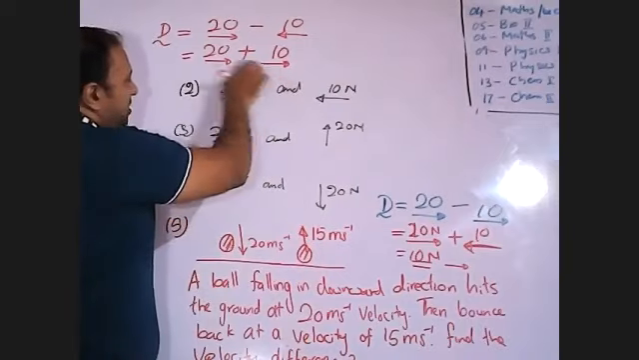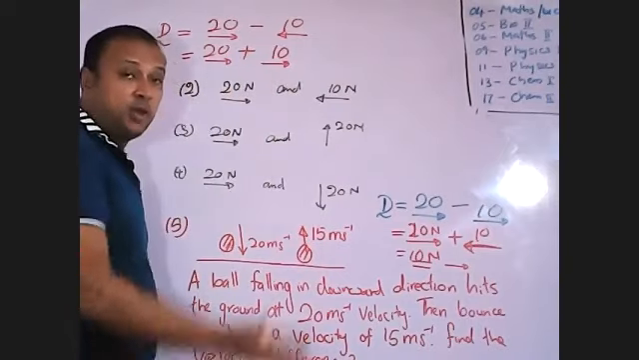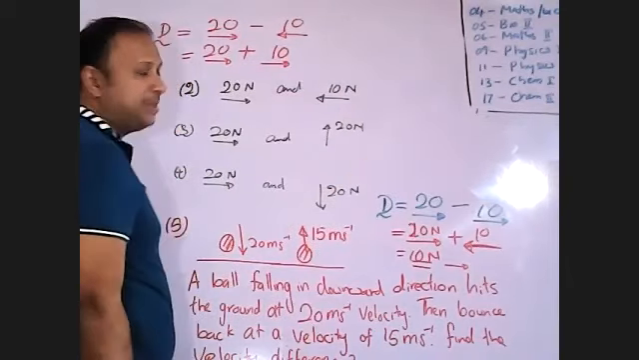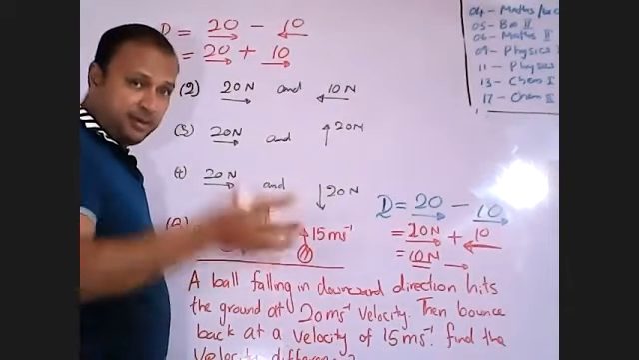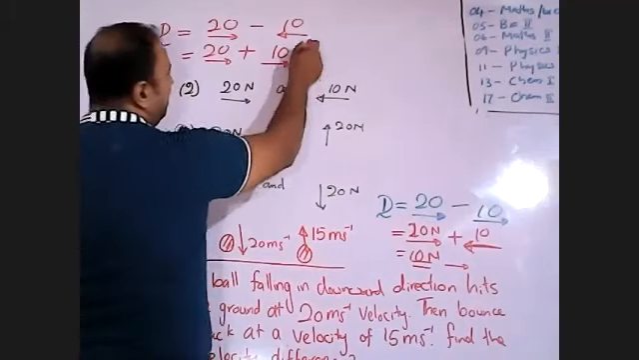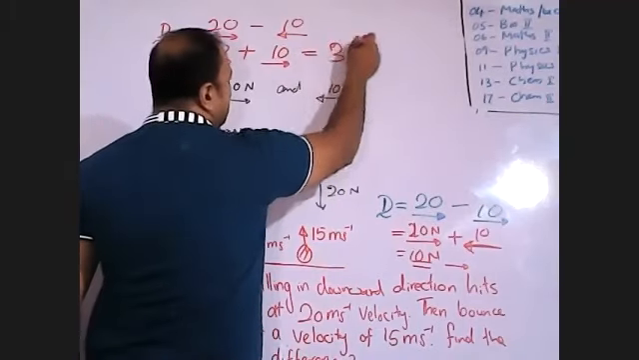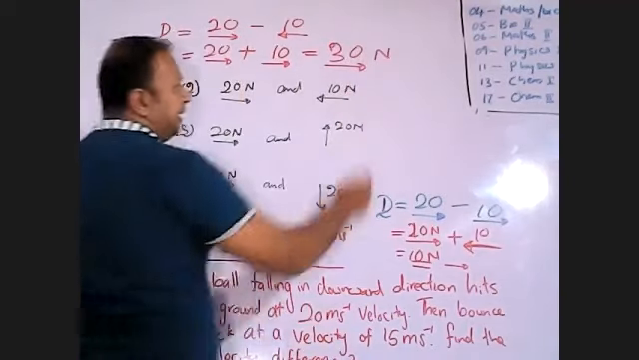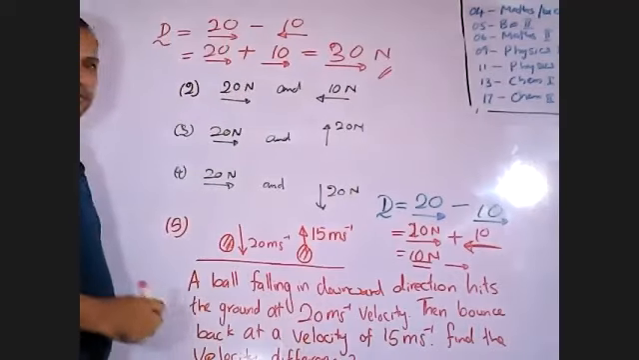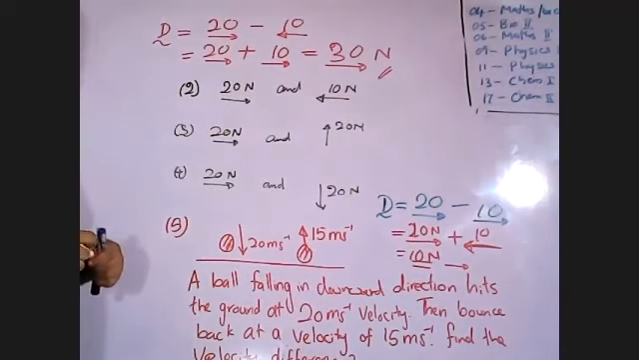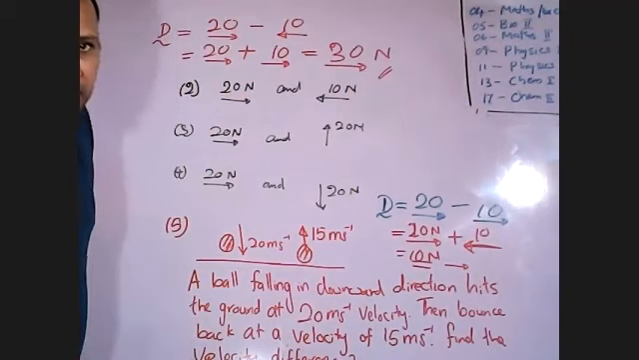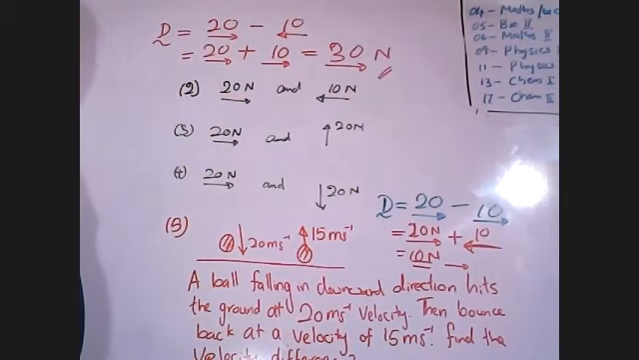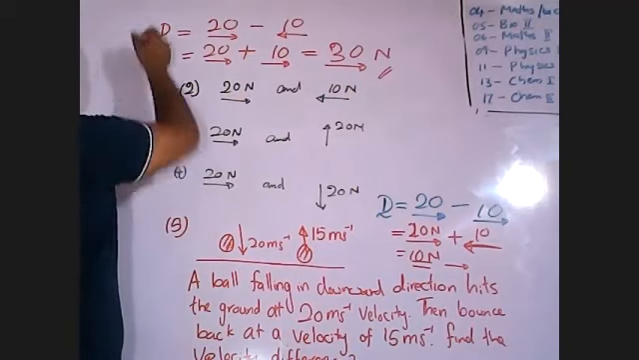Now there are two vectors to be added, but both are in the same direction. If both vectors are in the same direction, I can add their magnitudes. So it is 30 Newton in the right hand direction. That is for the second one.